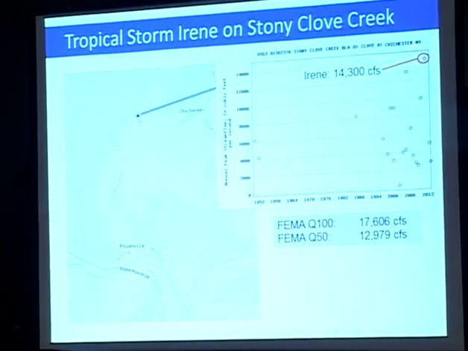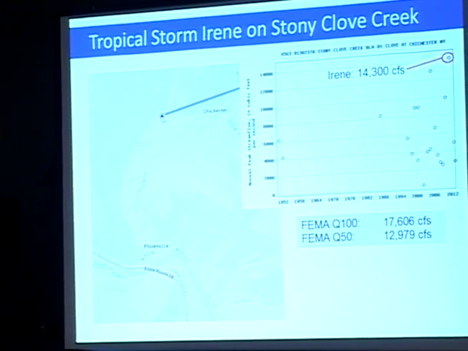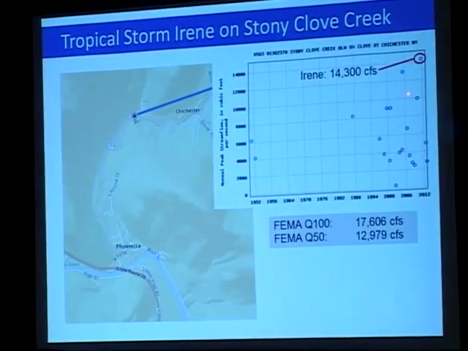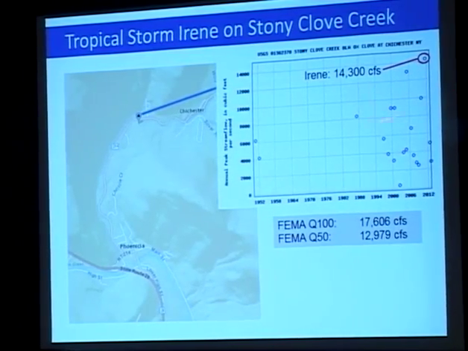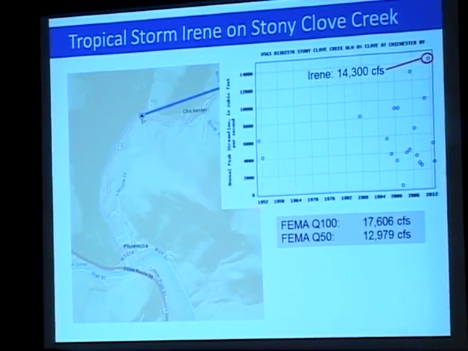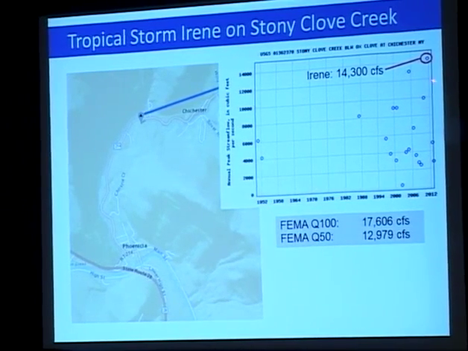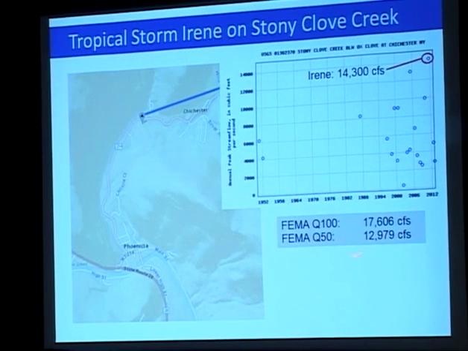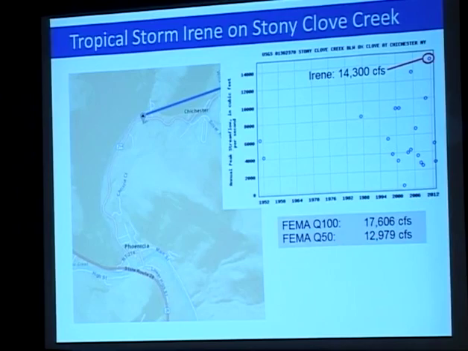And here's the same sort of graph, but for Stony Clove up in Chichester. There have been some pretty big storms here on Stony Clove, but Irene being the biggest one that we've had since the 50s. And it peaked at 14,300, which again exceeds the 50-year storm, but didn't quite reach the magnitude of the 100-year storm.